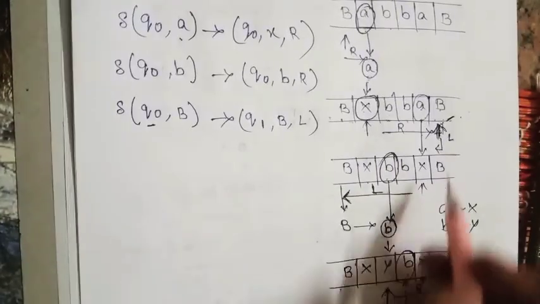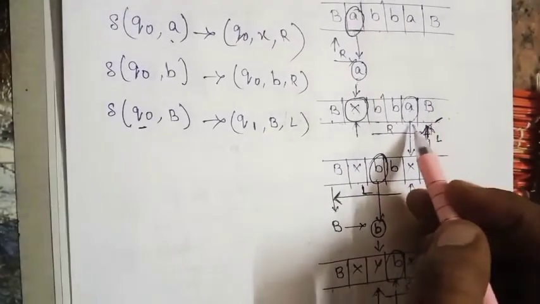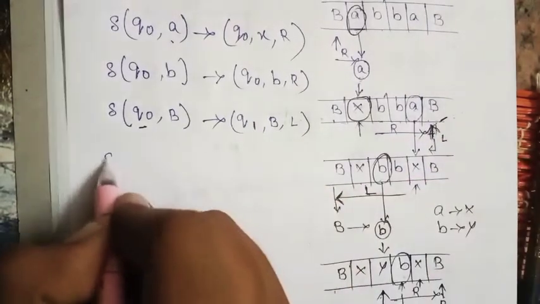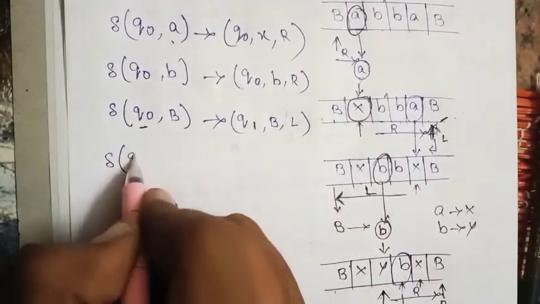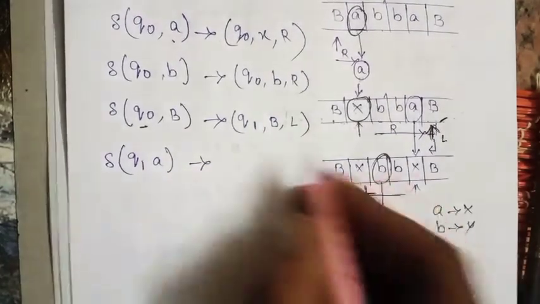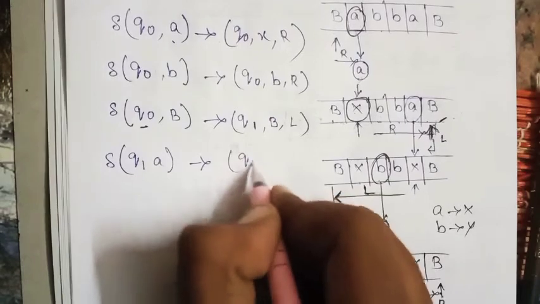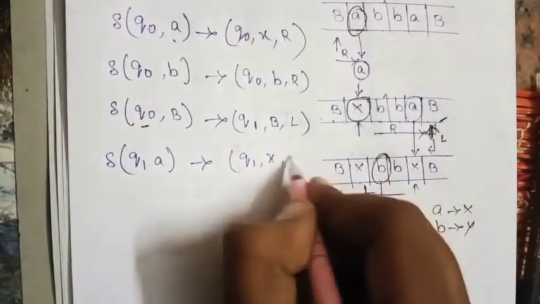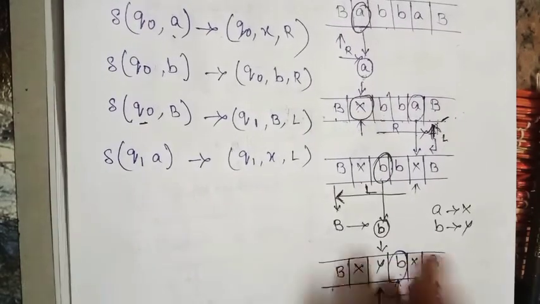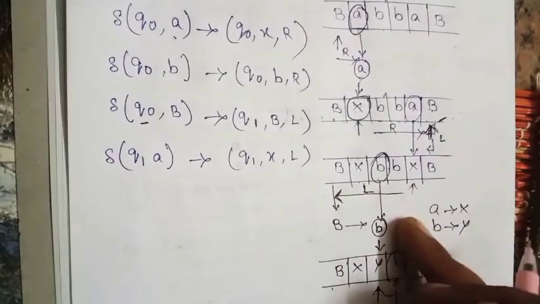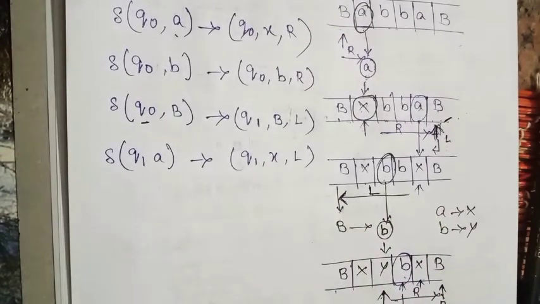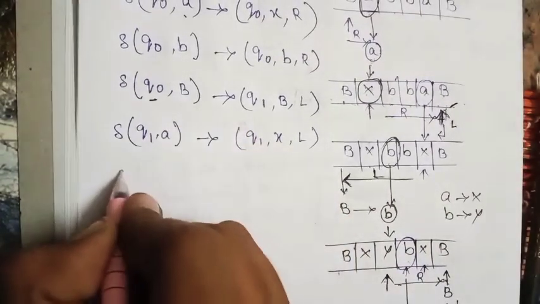Then after blank, the next step is we just read the a. What it is: Q1 a tends to what we have written in place of a, Q1 x, and we just move to the left side. And now again, to which place are we moving for blank guys, for the blank state we are moving.